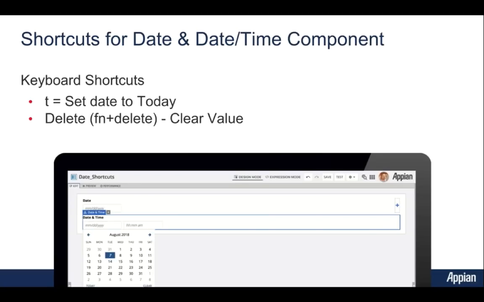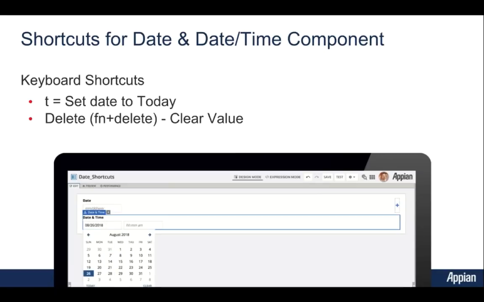In addition, we've also added shortcuts for the date and date time component. So what this means is for those of you who use pure keyboard interaction with the Appian interface, you now have an option to automatically set the date for the date and date time component to the current date.